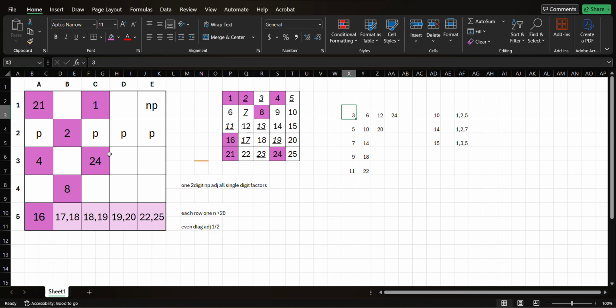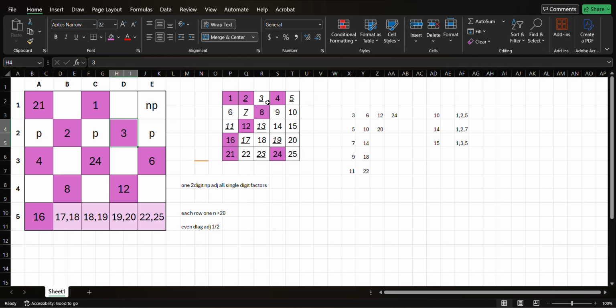Have we got any of these numbers so far? We've got the 24. 24's got to be diagonally adjacent to a 12. It can't be 12 here because it's not prime. So 12 goes there. Then 12's got to be diagonally adjacent to a 6. It must go there. Because these two can't be 6. And then that's got to be diagonally adjacent to a 3. So 3 must go there.